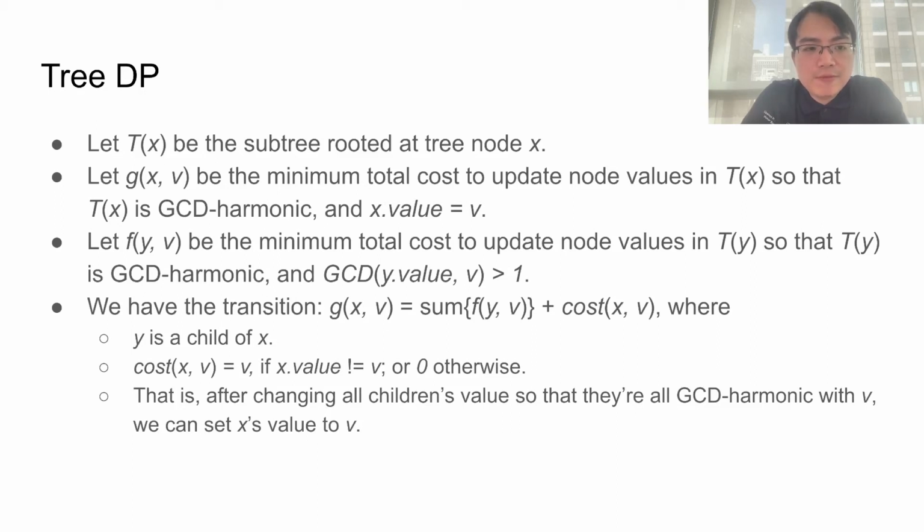Let's denote fyv as the minimum total cost to modify Ty so that Ty itself is GCD harmonic, and then y has a value that works with v. Based on these definitions, we can see that gxv now equals the sum of fyv, where y is a child of x, plus the cost of changing x's value to v.